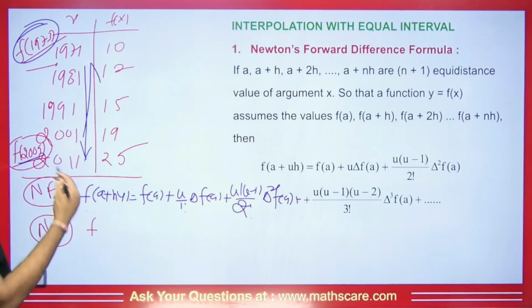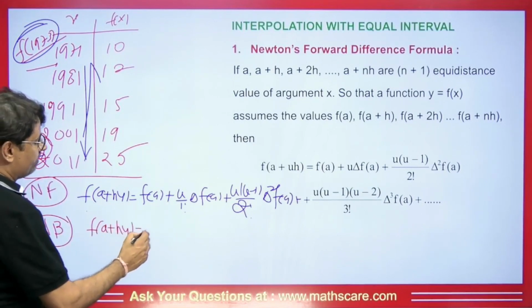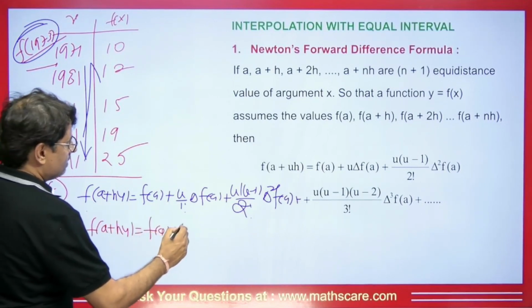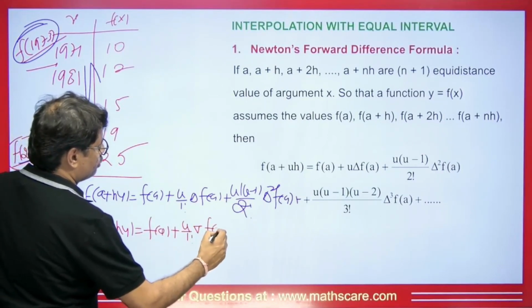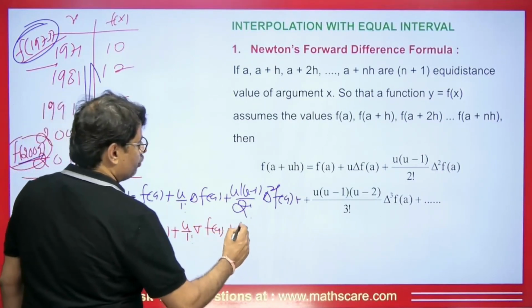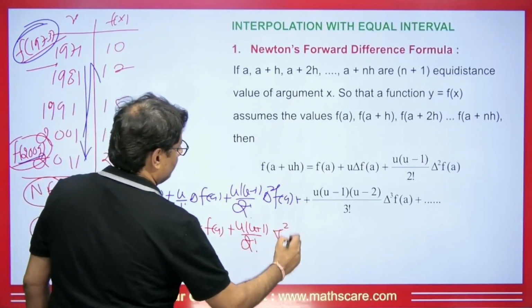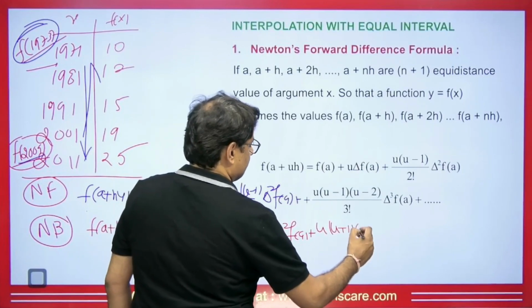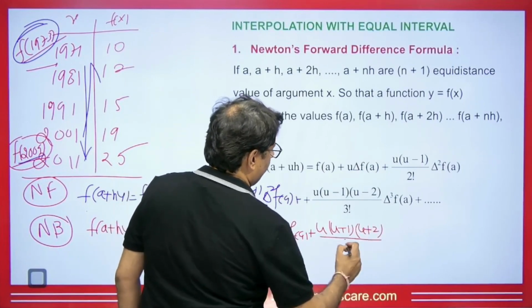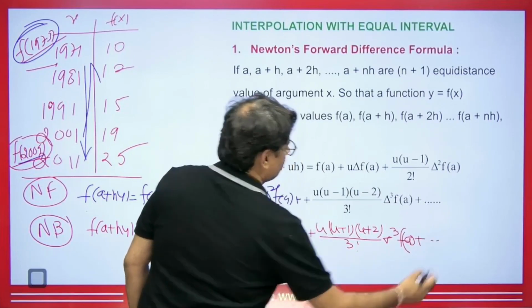So what is the difference between this formula and that formula? This is f(a+hu), exactly the same here: f(a) + u/1! ∇f(a). Here the operator is the backward operator, called nabla. And here it is u(u+1). If you understand the difference, you won't have any trouble remembering the formula. If you remember one formula, you can easily remember the other. Then this will come as u(u+1)(u+2)/3! ∇³f(a), and this way the formula keeps going.